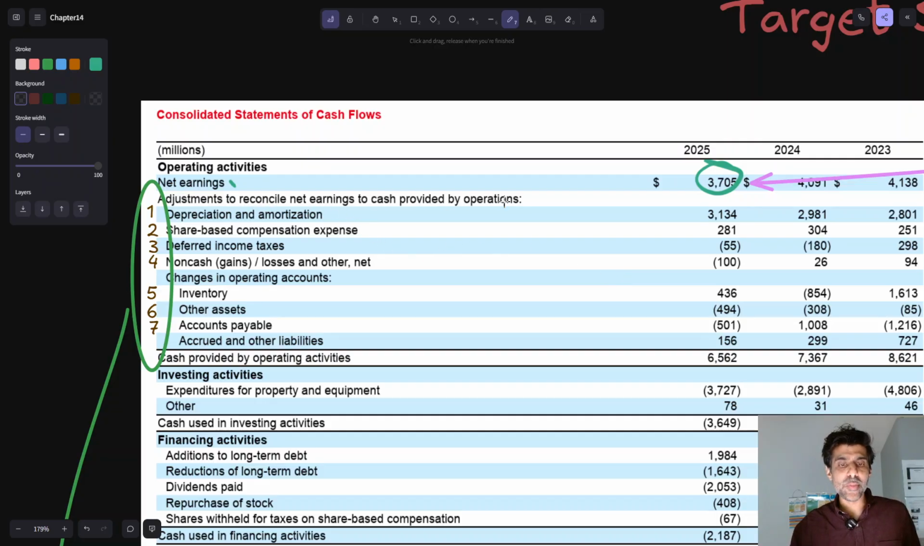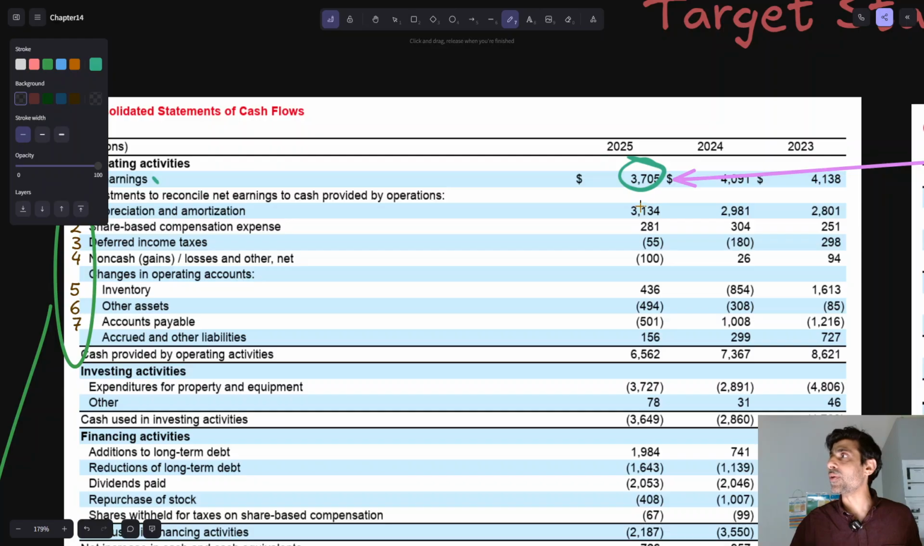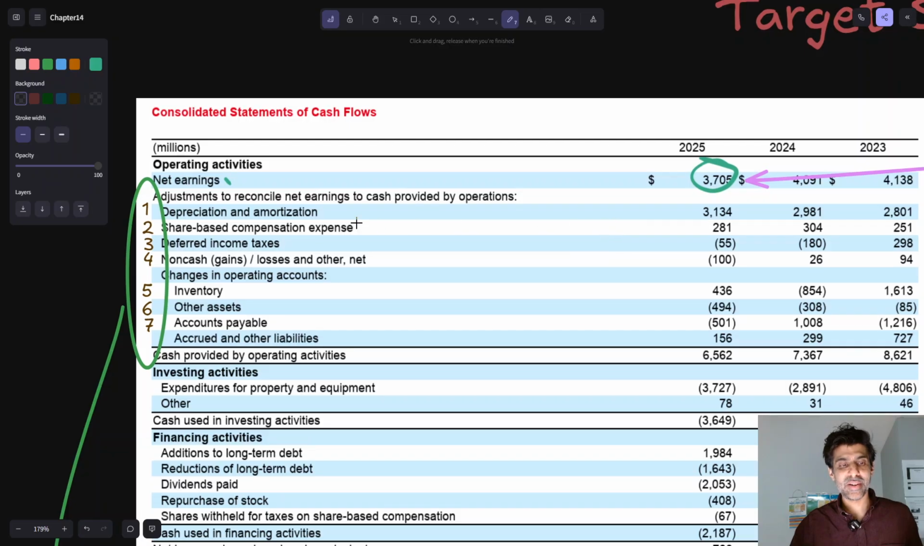Okay. So now we're going to have a bunch of adjustments as we talked about, because this is the indirect method. First one, depreciation and amortization, 3134. Okay, so remember this number. Where is this going to appear? Where should this appear theoretically? What financial statement is this number coming from? Balance sheet? We sure?